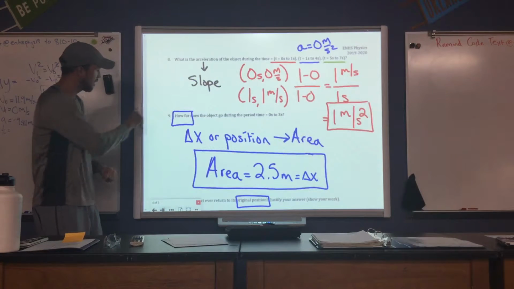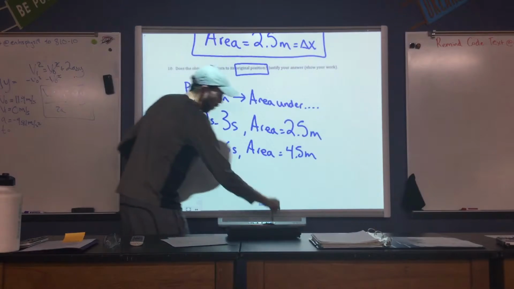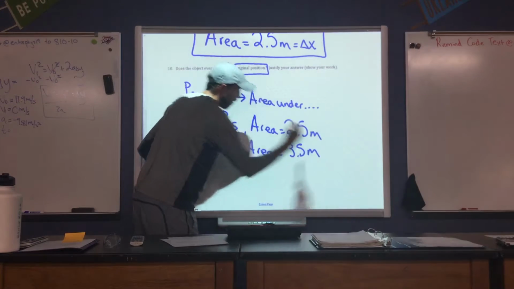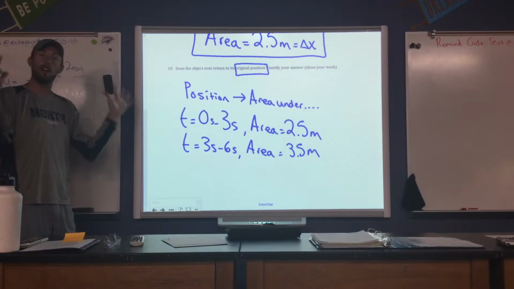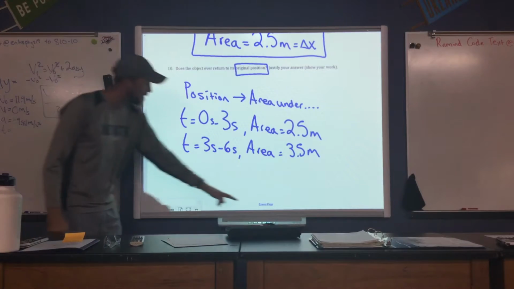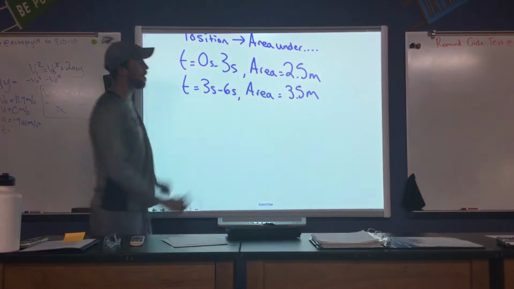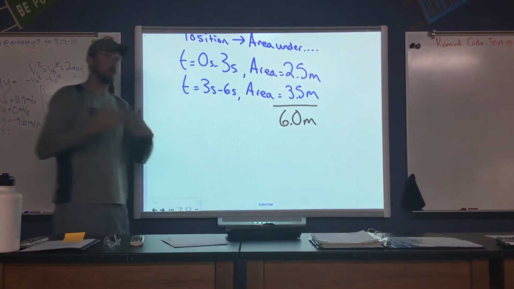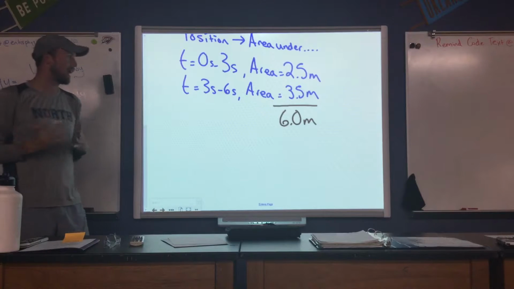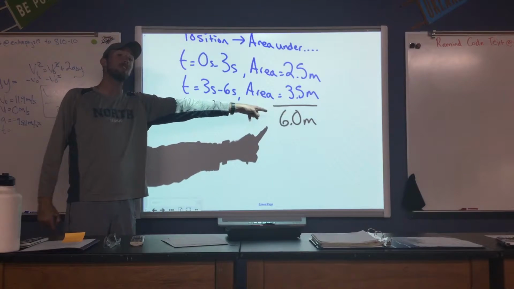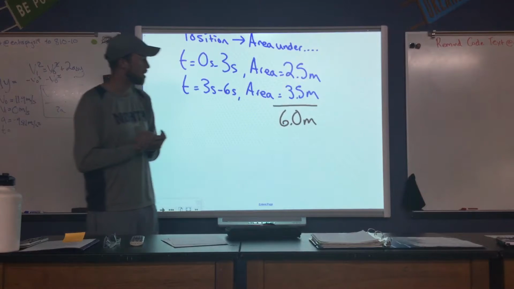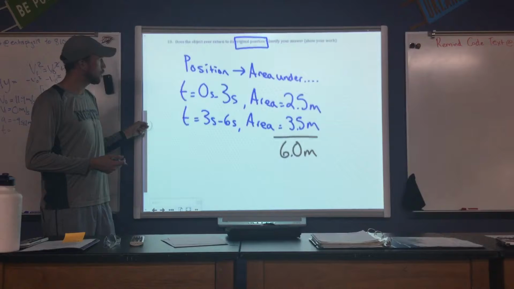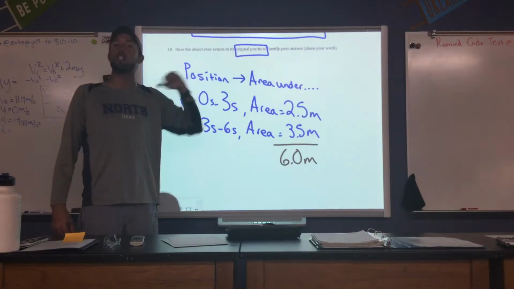So from 3 seconds to 6 seconds, our total area is not 4.5 meters, it's actually 3.5 meters. So now we have all of our areas under the first 6 seconds of our curve. So 2.5 and 3.5 give me a total of 6 meters, which means during that time interval from 0 seconds all the way out to 6 seconds, I travel a total distance, or displacement, we should be more specific here, of 6 meters.